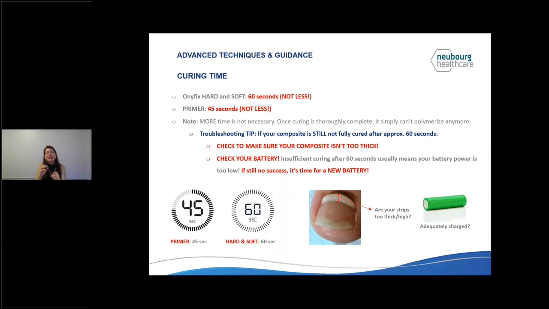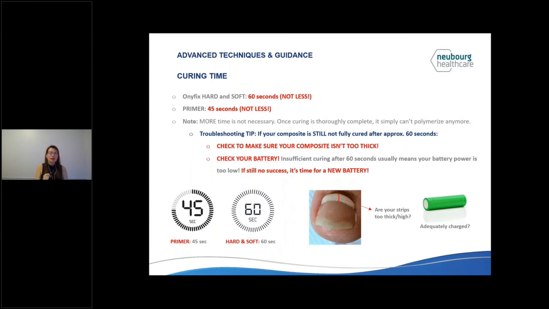Do also just check to make sure that the strip isn't too thick, because a big glob of Onyfix would have a hard time curing. The light can't get that deep into thick layers of composite anymore. But number one troubleshooting problem, everybody: check your battery.